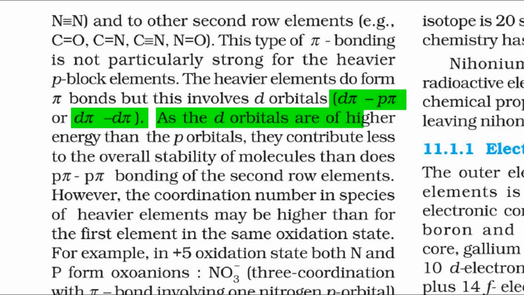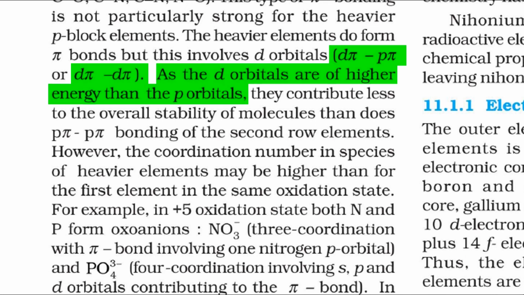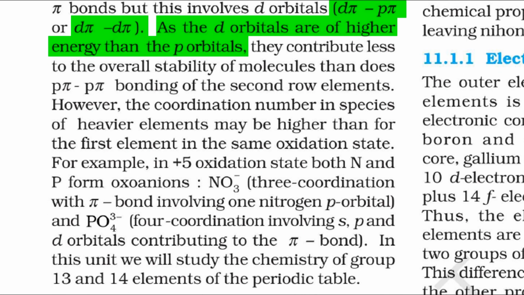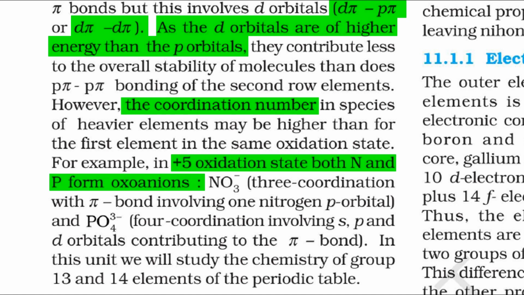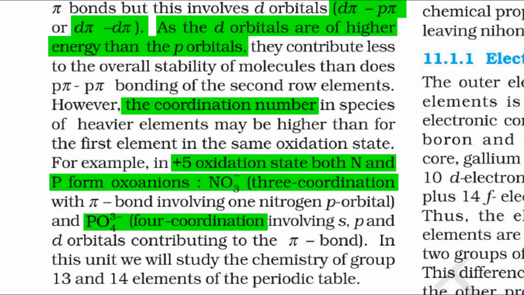And as d orbital has more energy, it's less stable than p orbitals, and this is a general rule: more energy equals less stability. The next and last thing in this paragraph is about the coordination number. Even if an element is in the same oxidation state, it can show different coordination numbers. As an example shown here about nitrogen and phosphorus, both have +5 oxidation state, but in NO3 minus it has coordination number of 3, whereas in PO4 3 minus it has coordination number of 4. And it says that even two elements in the same oxidation state can show different coordination numbers.